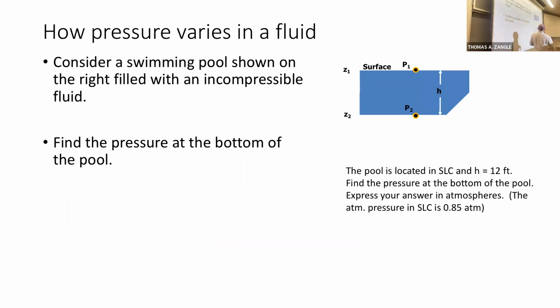So as an example, let's say that we have a swimming pool, like this design shown on the right, filled with incompressible fluid, probably water. And we want to find the pressure at the bottom of the pool. So we're going to say that the pool is located in Salt Lake City, the depth is 12 feet, and we want to find the pressure at the bottom of the pool in atmospheres, given that the atmospheric pressure in Salt Lake City is 0.85 atmospheres. How would I start this? Let's say it's water, so I'm not just going to say incompressible fluid. We're going to specify that it's water. How do I get started here?